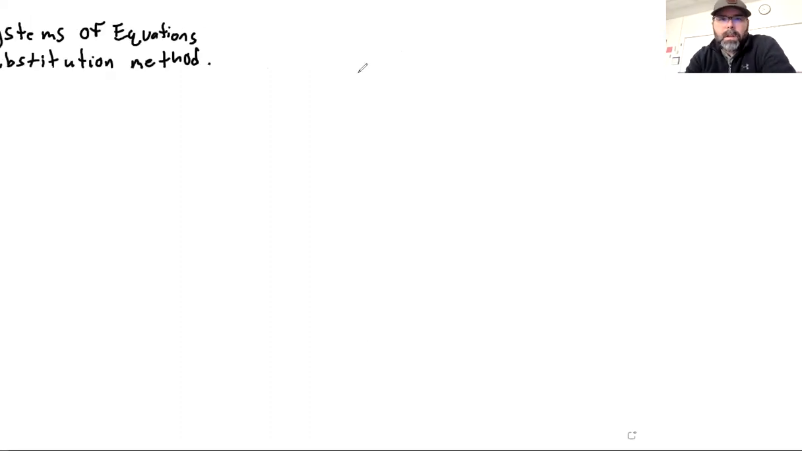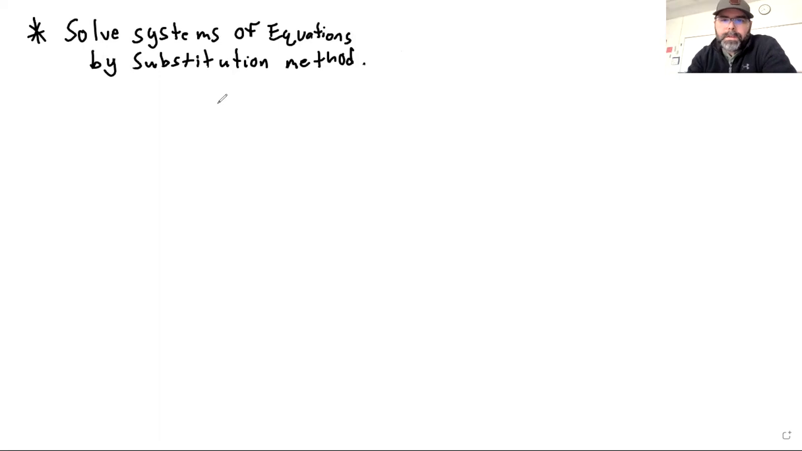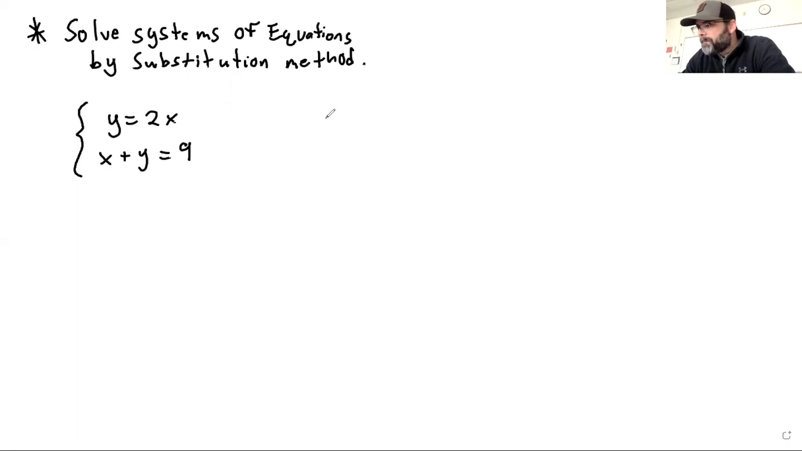So let's first talk about what is a system of equations, and here's the problem that we're going to do. y equals 2x, x plus y equals 9. So here is our system. All right, so why does it matter? What is it that we're actually learning?